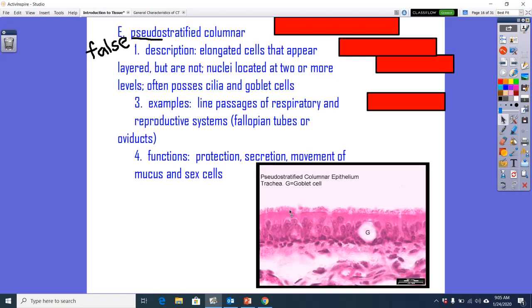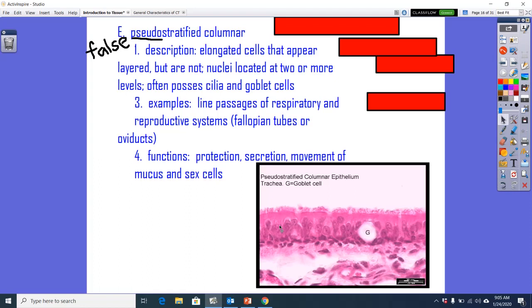Remember that cilia are longer than microvilli, and they move, whereas microvilli are short, they do not move, and their purpose is absorption. You will have this pseudostratified columnar epithelium in your respiratory tracts and in your reproductive system. So this would be found in your nose, in your throat, in your trachea, and the purpose really is just to move air and move mucus throughout the respiratory tract.